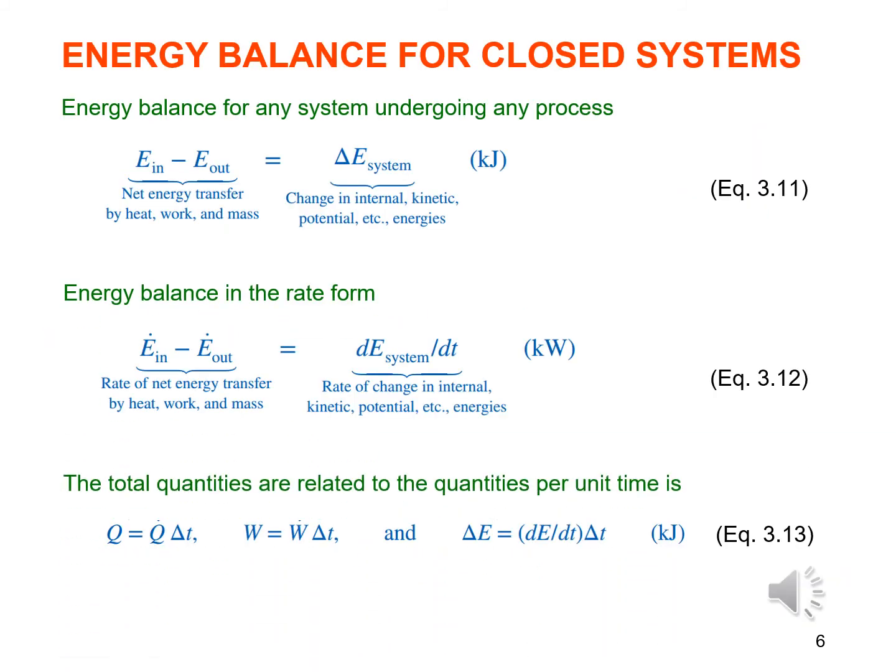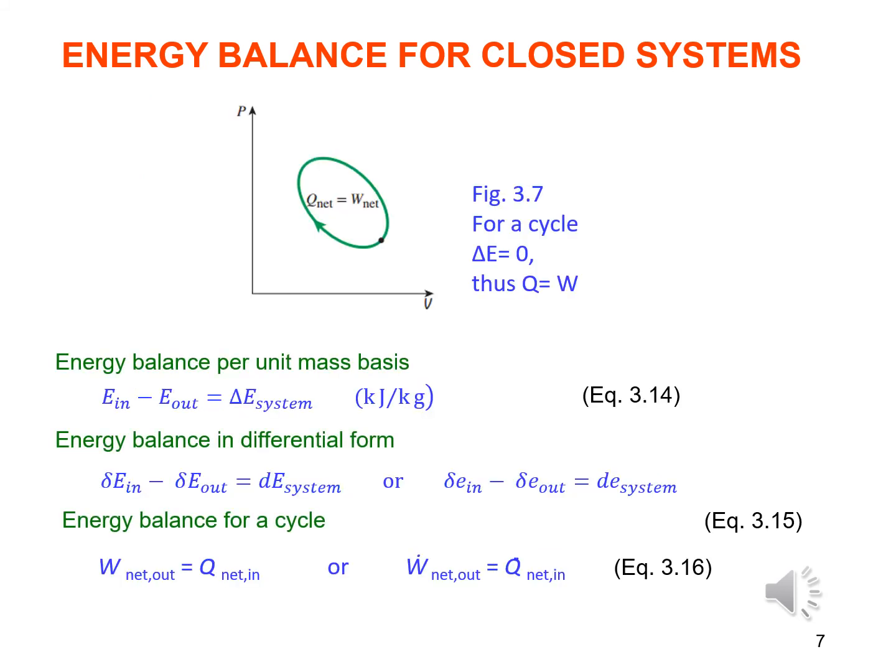Energy balance for any system undergoing any kind of process was expressed as equation 3.11, or, in the rate form, as equation 3.12. For constant rates, the total quantities during a time interval Δt are related to the quantities per unit time as equation 3.13. The energy balance can be expressed on a per unit mass basis as equation 3.14, which is obtained by dividing all of the quantities in equation 3.11 by the mass m of the system. Energy balance can also be expressed in the differential form as equation 3.15.